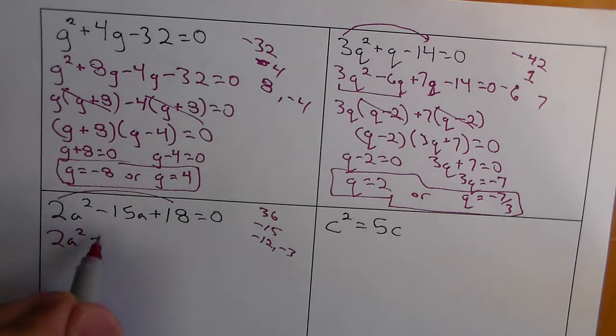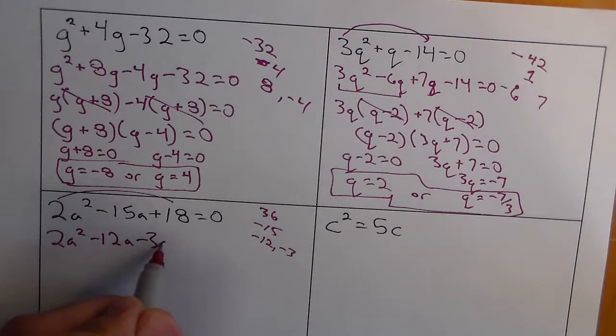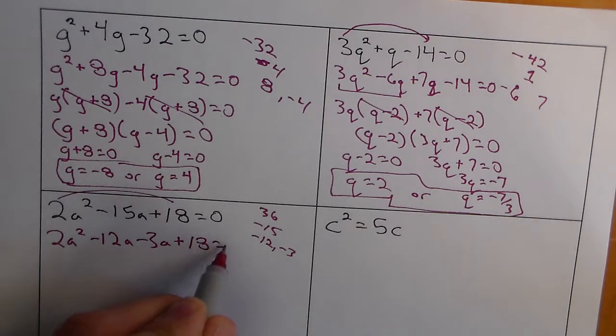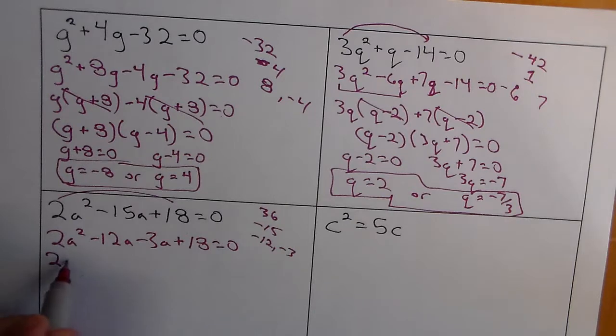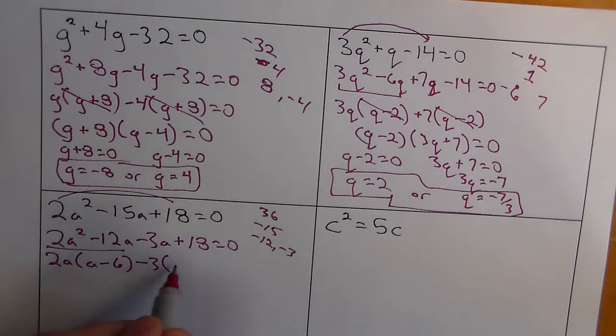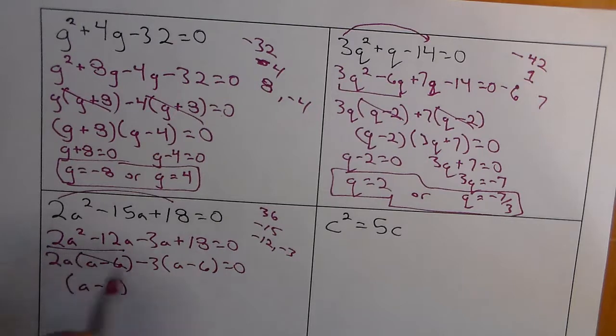So 2a squared minus 12a minus 3a plus 18 equals 0. We can take a 2a out of our first two terms, leaves us with a minus 6. We can take out a 3a, or 3, negative 3 from the next two, leaves me with a minus 6. So in common they have a minus 6, 2a minus 3 is left.